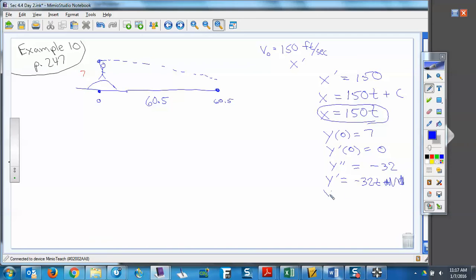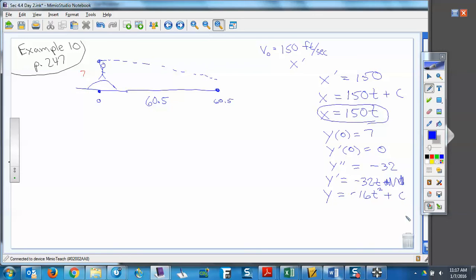All right, now can we build y from the y prime? We can do the antiderivative again, right? So what would be the antiderivative of negative 32t? Negative 16t squared plus some c.